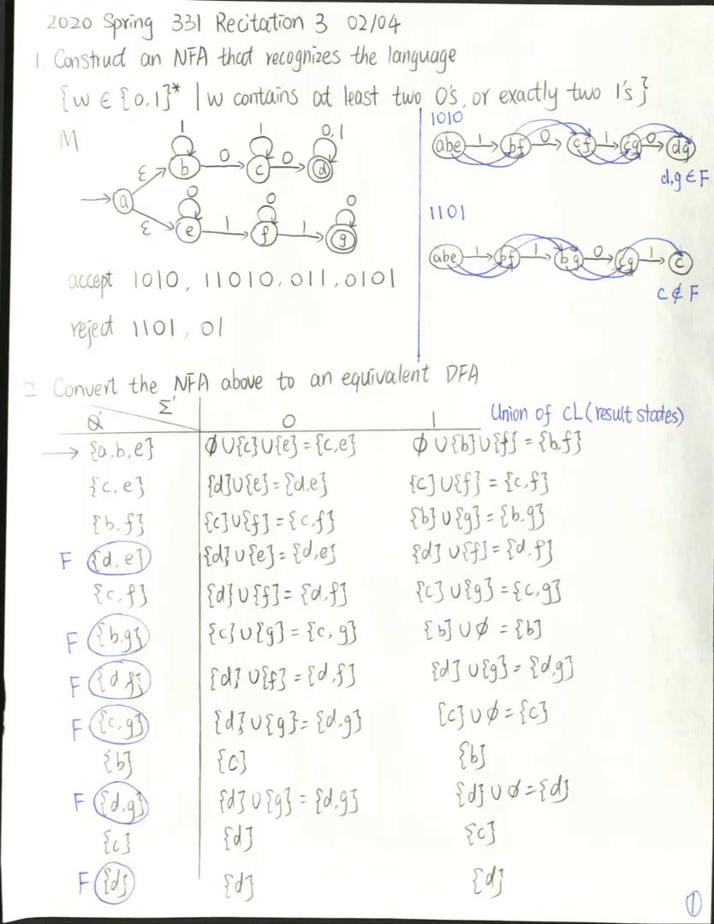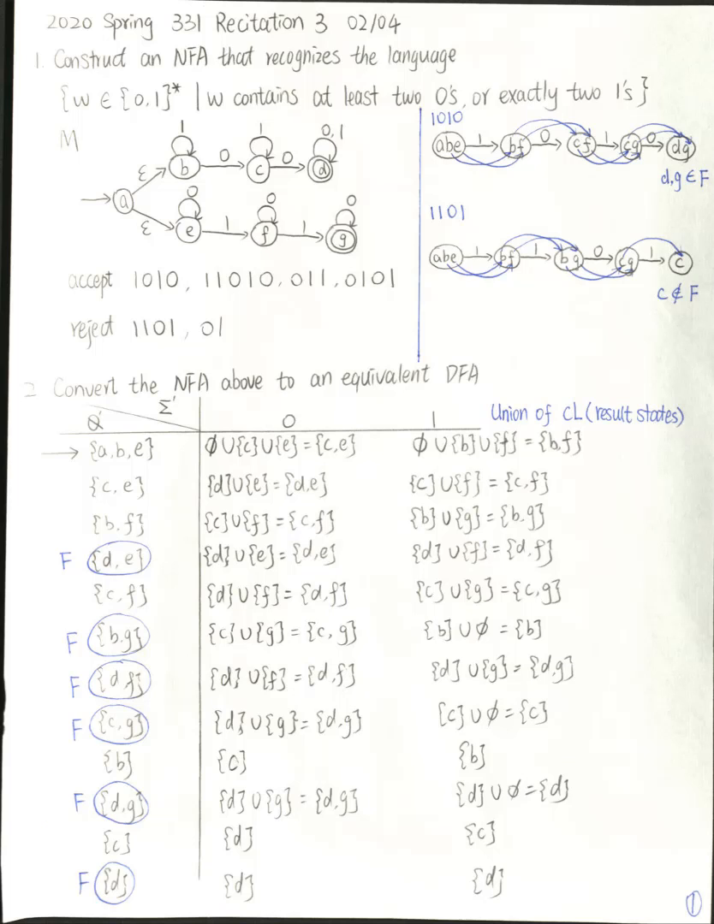So reading a 1 doesn't change the state because only the number of zeros will matter here. And at last, if I have reached D, that means I have already satisfied the property, reading 2 zeros. Now I can read any number of zeros or ones. That's the machine that recognizes the language W contains at least 2 zeros.